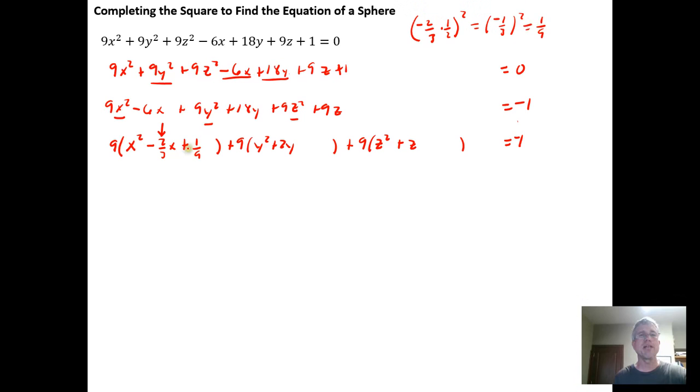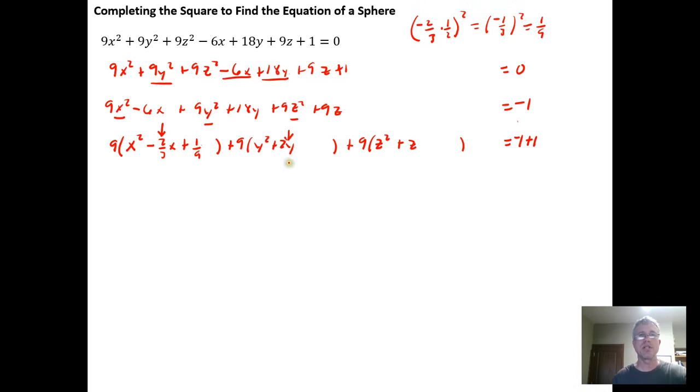And then you have to identify how much did I really add. So by the distributive property, this 9 needs to distribute in here. So by adding 1/9, I've actually added 9 times 1/9, which is 1. This is the same as adding 1. So if I add 1 to the left-hand side, I need to step over and add 1 to the right-hand side as well. And then I step over in here, I find the linear term.